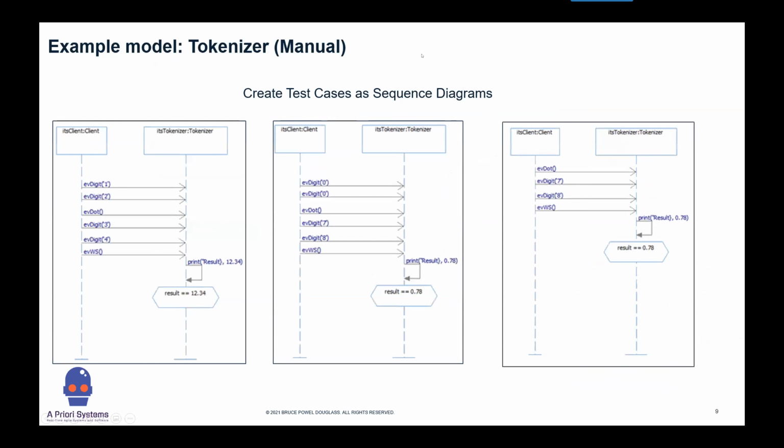So we can create our test cases as sequence diagrams. Here I'm sending the digit event, where I'm passing the value 1 or 2, a dot, 3, 4, whitespace, and then we see I expect the result to be printed. So this is what I expect. Here I've got a condition mark saying what I expect is the value of result here is 12.34. In this case, I'm going to send 00.78, in which case I expect the result to be 0.78. And in this case, we're sending .78, in which case I expect the same result, 0.78.